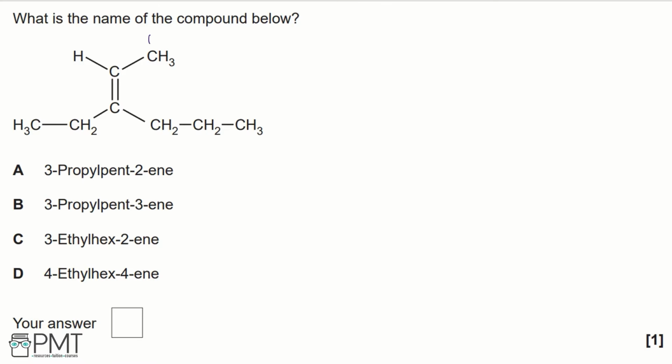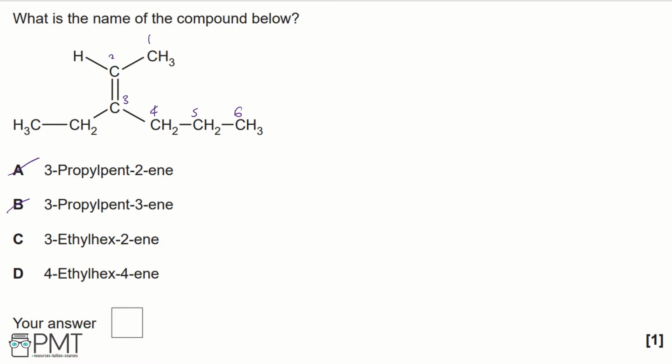So if we number the longest carbon chain, we have 1, 2, 3, 4, 5, 6 carbons in our longest carbon chain. That means we're going to have hex as our prefix. So we can eliminate our answers with pent because it's not 5, it's 6. Then we need to look at where our highest priority groups are and how close they are to the different carbons. So we've numbered it correctly here because the double bond is the closest to carbon number 1. We want it to be the smallest number, not the biggest number.